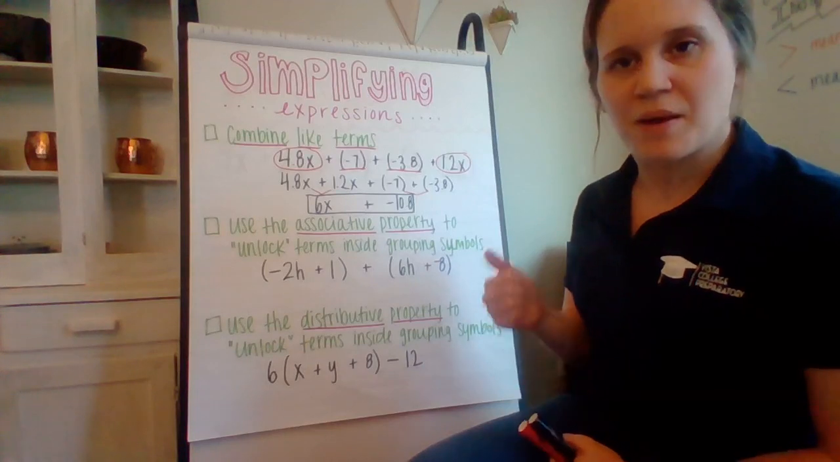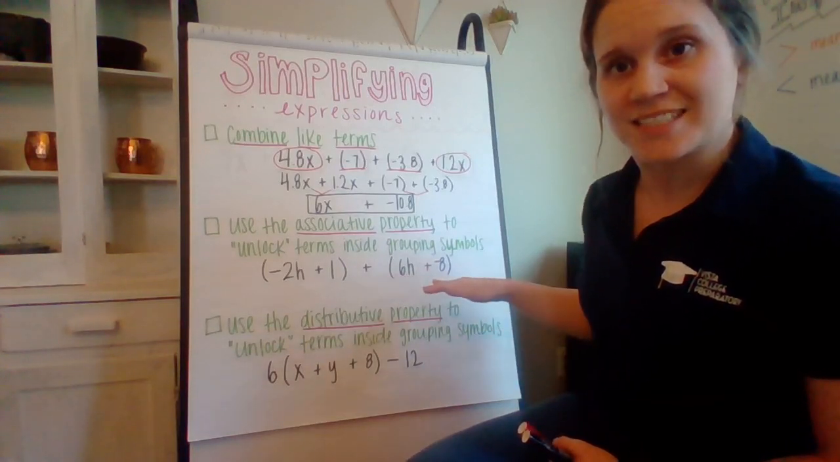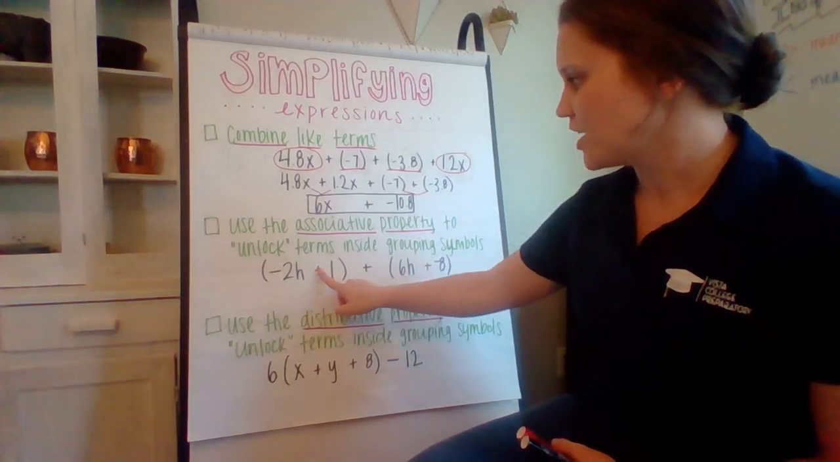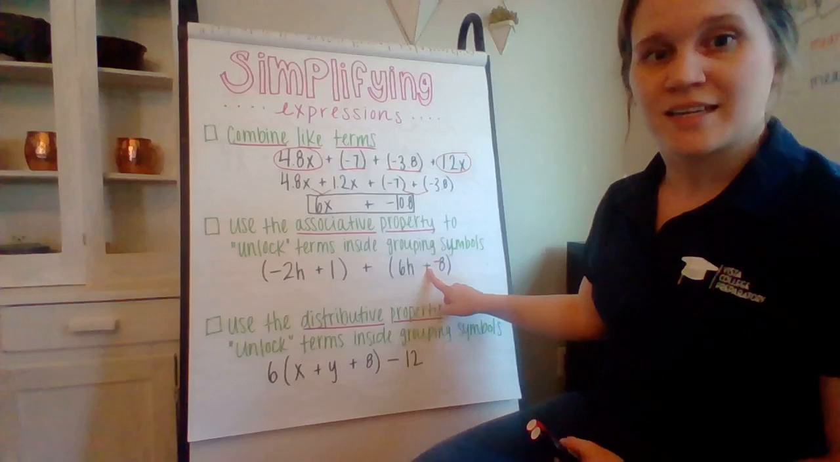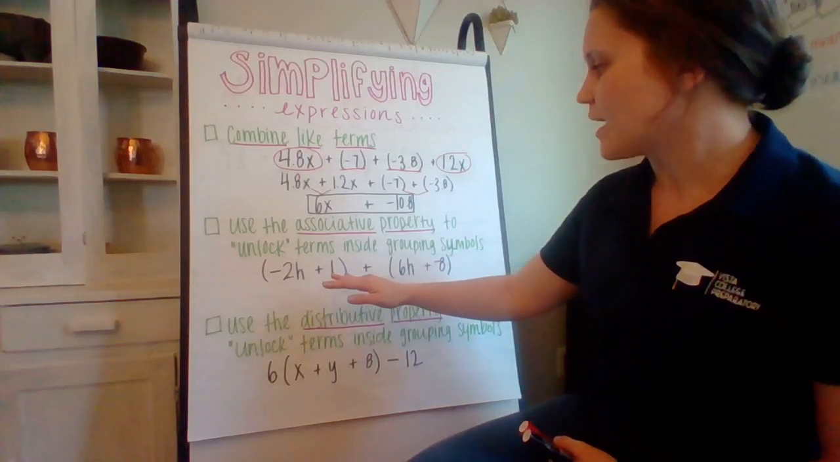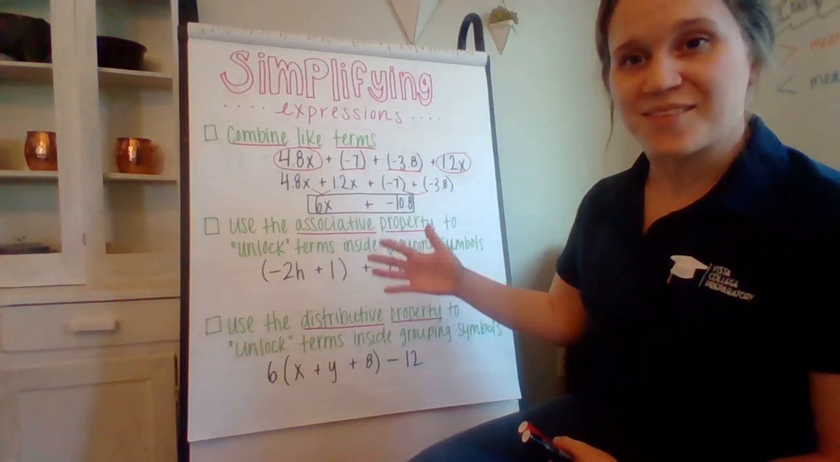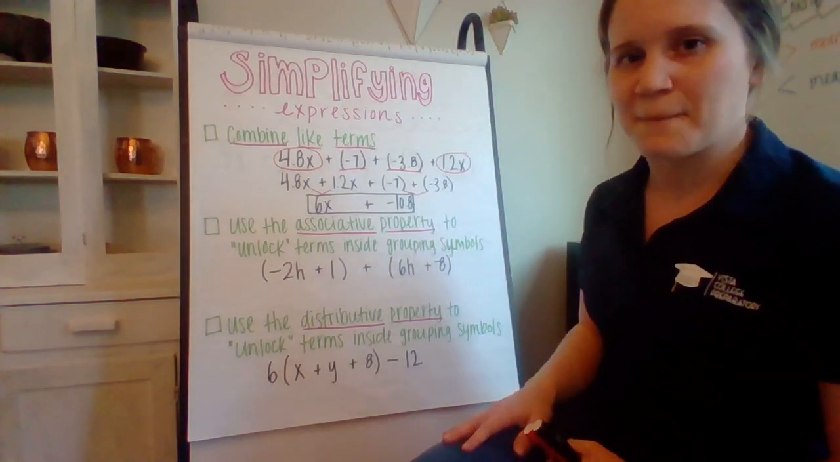Okay, so the associative property works for addition if every single operation in the expression is addition. So I'm checking addition, addition, addition. There's no other operations happening in between my terms. So I can regroup, move or remove parentheses any way that I want.